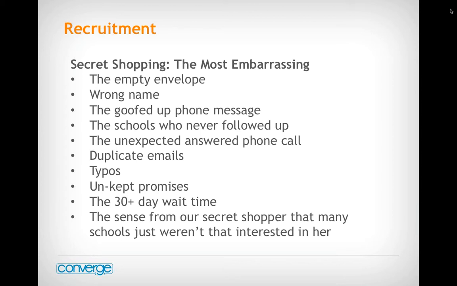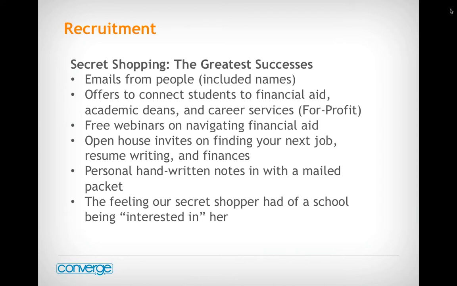She had the unexpected answered phone call. She got some duplicated emails. There were typos galore, many unkept promises as far as, hey, I'm talking to you on the phone now, we'll send you a packet. The packet never showed up, things like that. The 30-day plus wait time. Obviously, she had some other options contact her by that point. And there was a couple of schools where she had the sense that they just really weren't that interested in her. It seemed like more of a checkbox on something that they had to get done, not that they were excited for her to attend that institution.